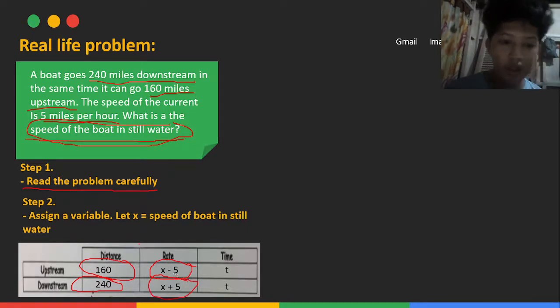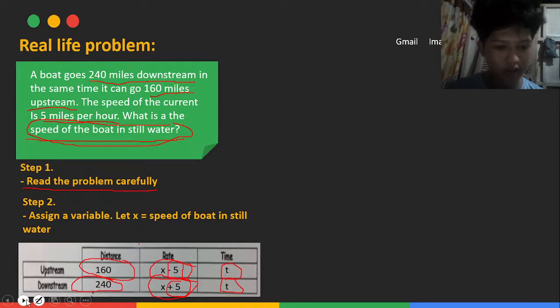So why is it x minus 5? Because the upstream is going slower, and the downstream is going faster. That's why it's a positive 5 for downstream and a negative 5 for upstream. And we don't have a value for the time, so we just put a t in here.